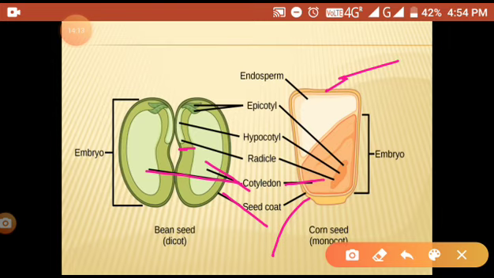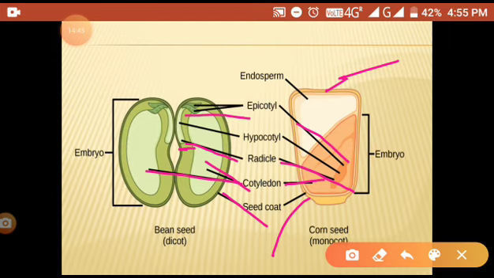In the embryo there are two parts. One is the radicle and the other one is the plumule. You can see this is the part radicle. Radicle further grows into the roots, and this part is called plumule. This further goes into the stem, or you can say into the shoot.